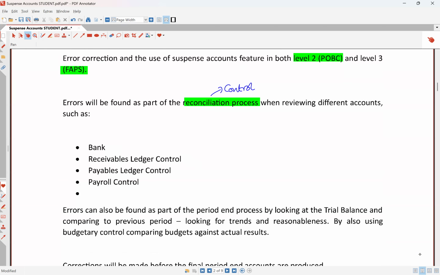The receivables ledger control account, remember these are our credit customers. We include their gross figures of what they owe us in total, so that at any one point in time you can see how much is outstanding from our customers. This one is one of our current assets in the accounts. We also reconcile our payables ledger control account. This one is our credit suppliers, so the amount that we owe to our suppliers. This one is a current liability. What we owe.